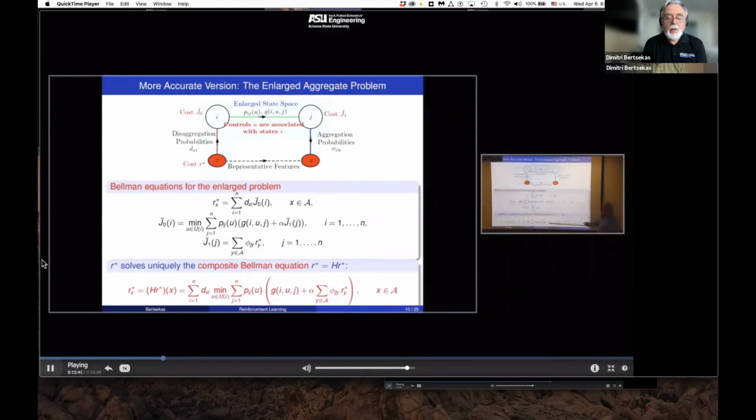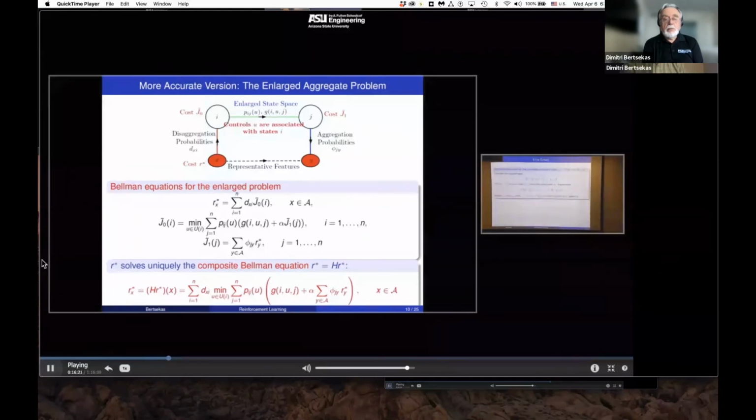So now I have a composite Bellman equation that involves only R star. It has some differences from the Bellman equations that you have seen before because it involves a minimization here, an expectation here, but it also involves another expectation on the outside. Still, it turns out that this Bellman equation has a unique solution for a discounted problem because this mapping turns out to be a contraction mapping. You can prove that it's a contraction mapping, so it has a unique solution. And you can try to solve it in various ways.